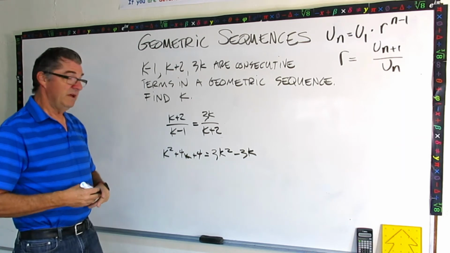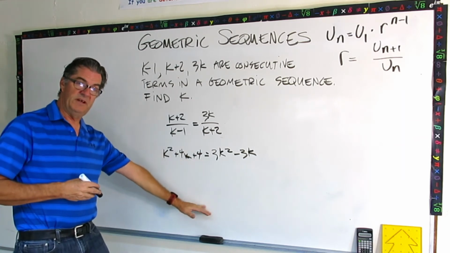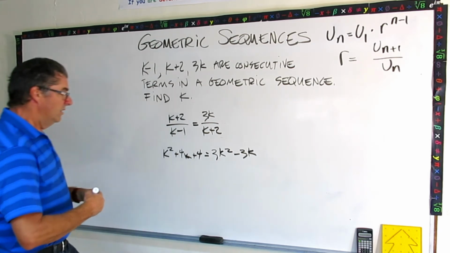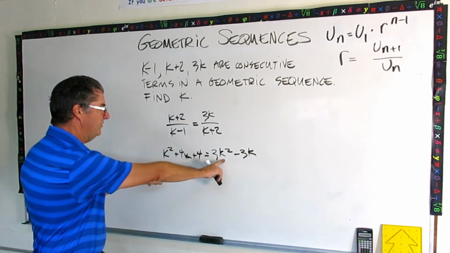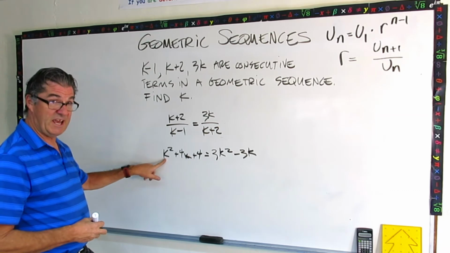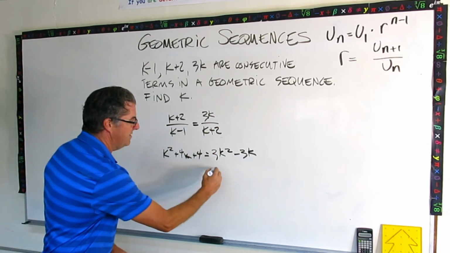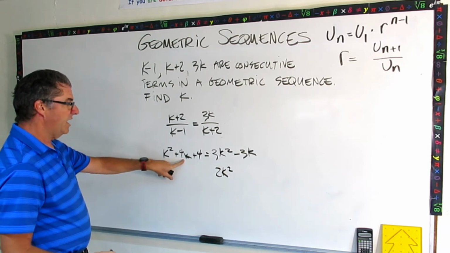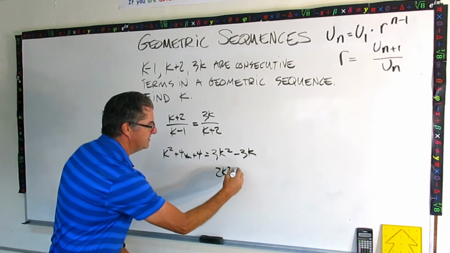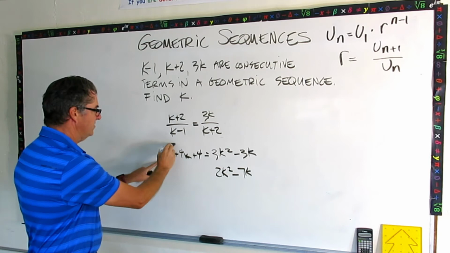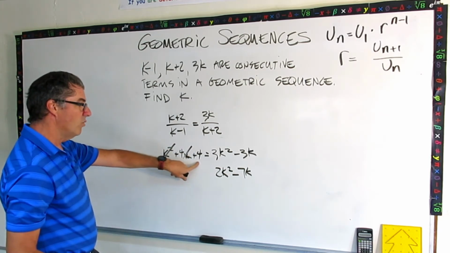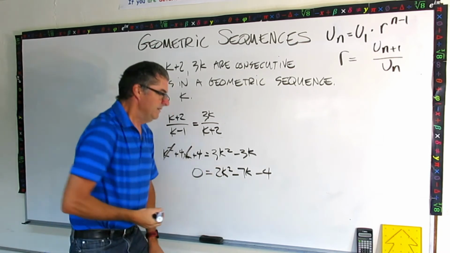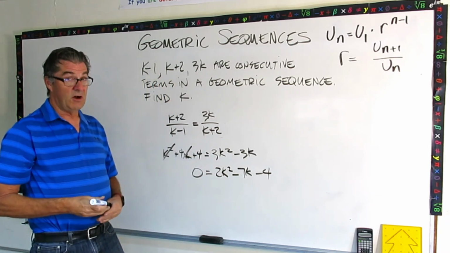Okay. So now I'm going to manipulate this equation, set one side equal to 0 so I can factor and solve. So I'm going to subtract 3k from both sides, or I'm going to subtract k squared from both sides. So that's going to make this one 2k squared. I'm going to subtract 4k from both sides. So that's going to make this minus 7k. So that took care of that, and I'm going to subtract 4 from both sides. So there's a 4. Now I have 0 on this side. So now I'm ready to factor and solve this quadratic.